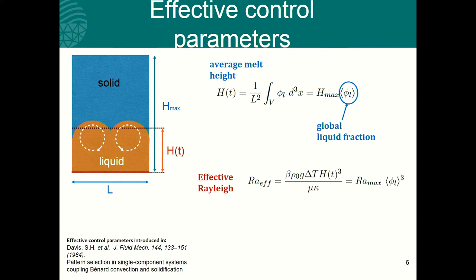Okay, there is another parameter which is important in our computation, and it is the average height of the melting, which is defined where the solid-liquid interface is located. Respectively, we have another parameter, which is Rayleigh effective, and is defined based on this melting front height. In this way, Rayleigh effective at time zero is zero, of course, and at the time when the total solid is melted, Rayleigh will be Rayleigh max.